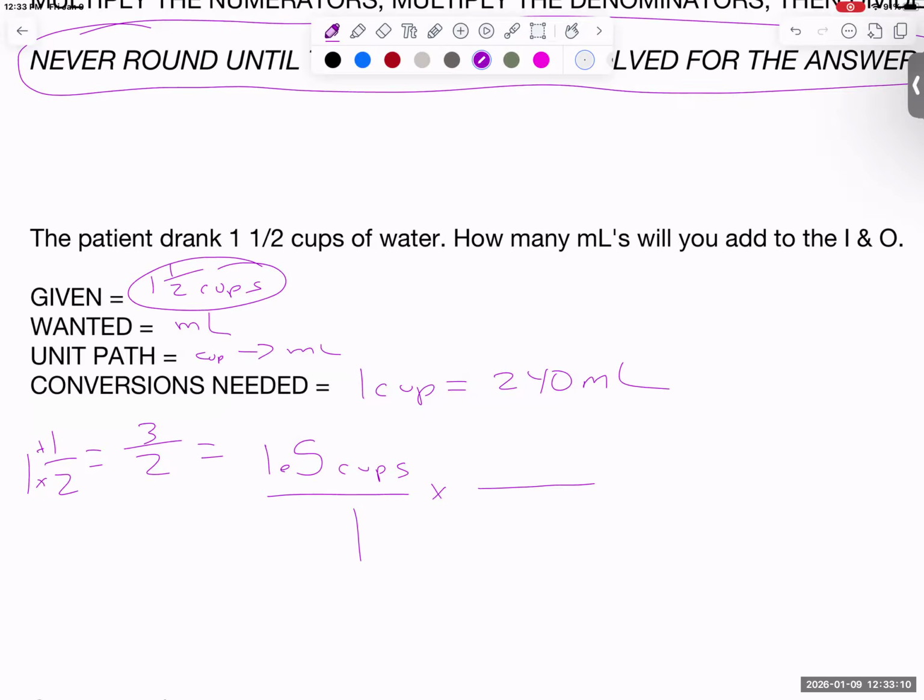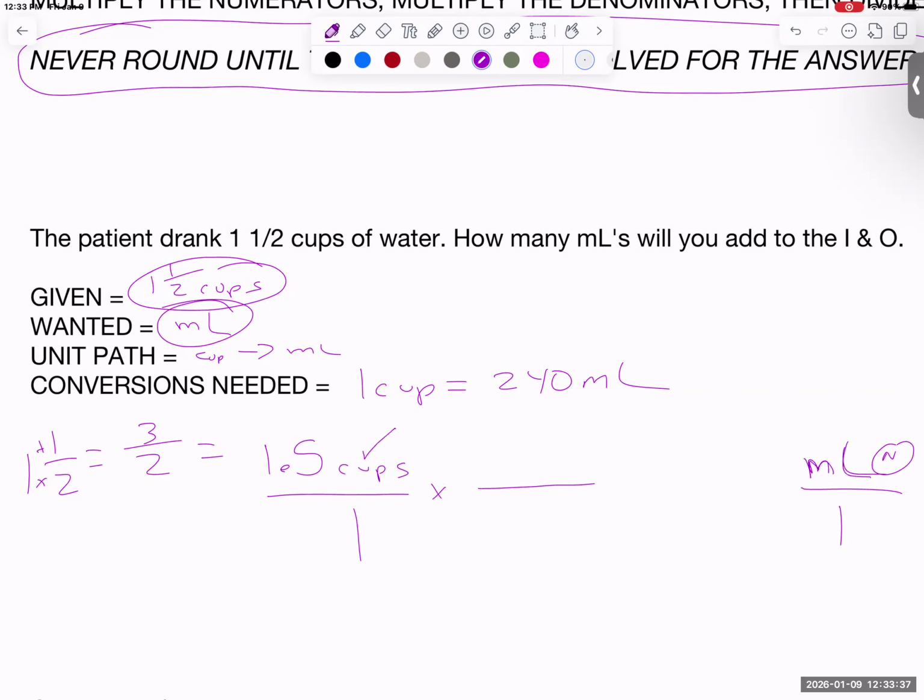So what's the rules about crossing off information in a fraction? Do you all remember? They have to be the same information, basically. So what's my wanted? Milliliters. Notice I put it in the numerator. So the only thing I need at the end of my problem is the unit of measure milliliters.